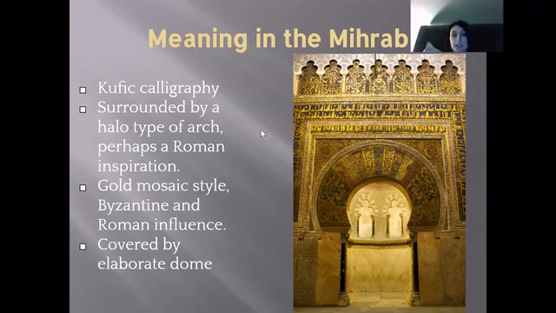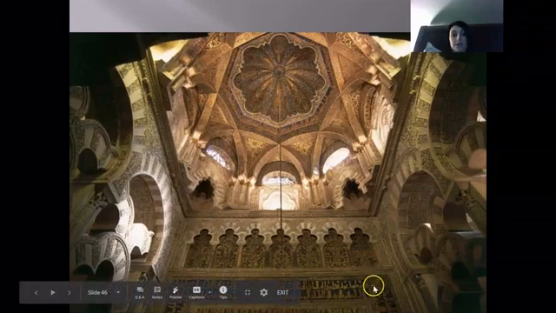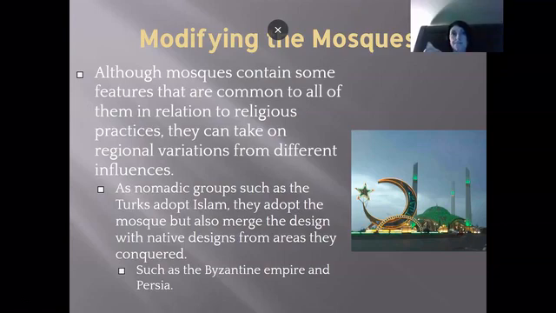The gold mosaic that is on here would definitely be that Byzantine and Roman influence. And then again, this particular, you can see here the Kufic script at the bottom, it's covered by that beautiful dome, right, that sits on top of it that would mark this as the most important wall within the structure.